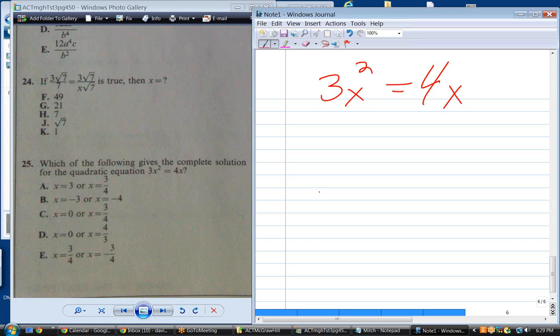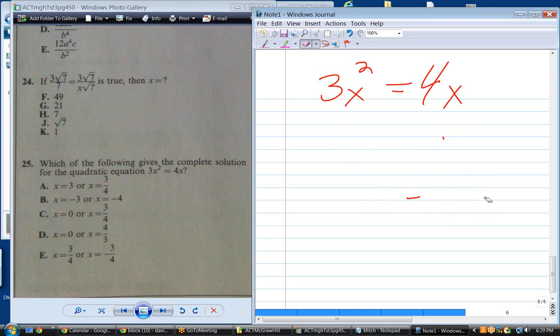Now, let's talk about something here. I can divide both sides by x. And that gives me that. And then, clearly, x equals 4/3. Well, what happened to the 0? I lost it because I divided both sides by a variable that might have been 0. And when you do that, you lose that solution. You don't get it. So that's not really the best way to solve this.